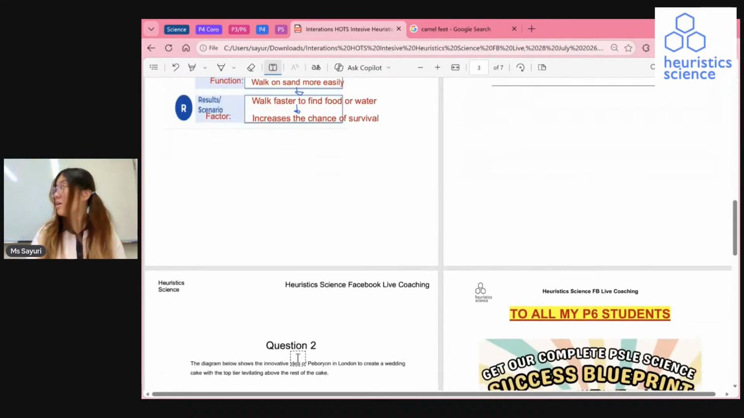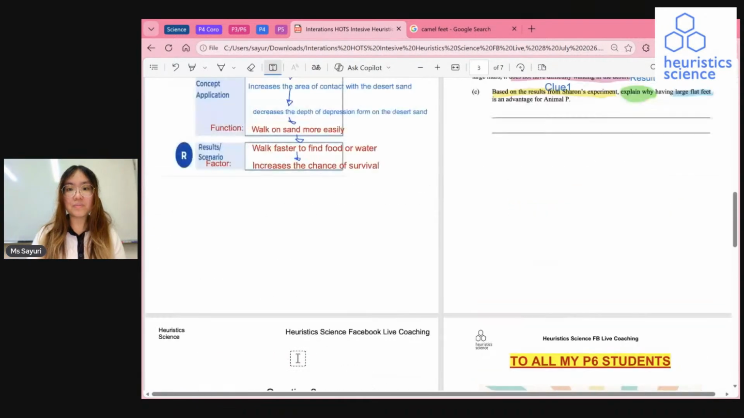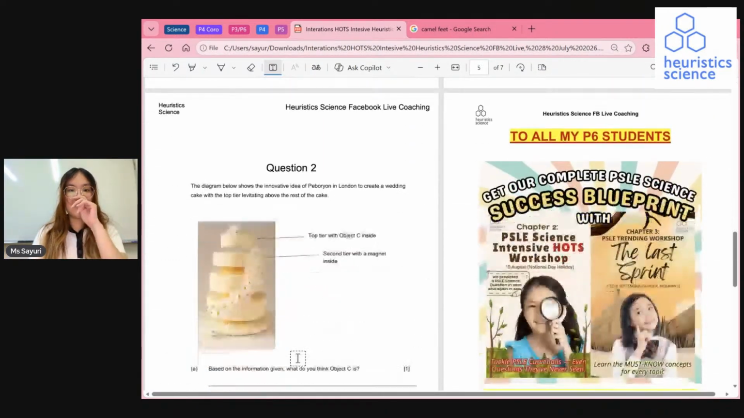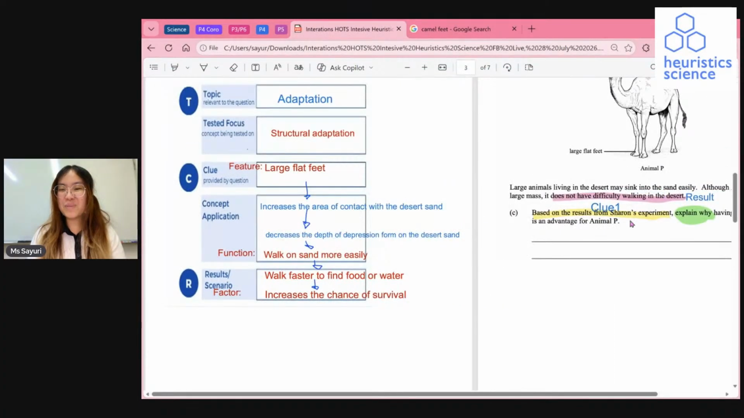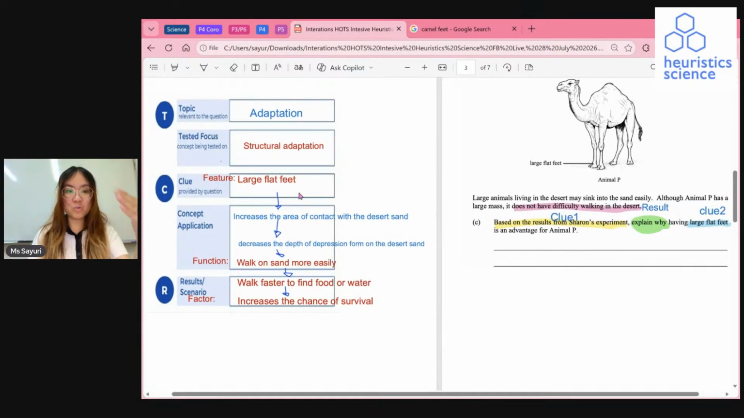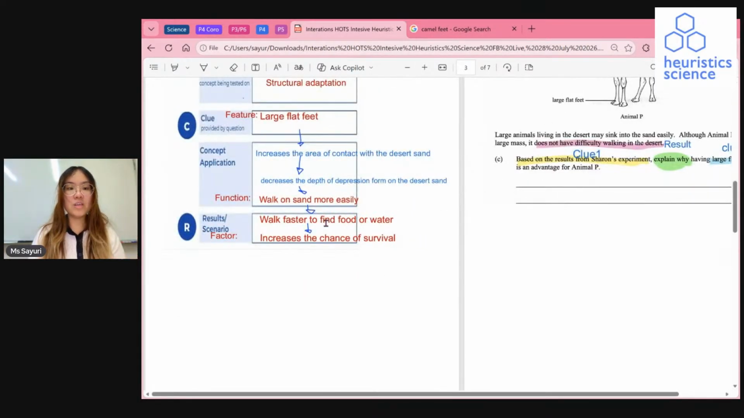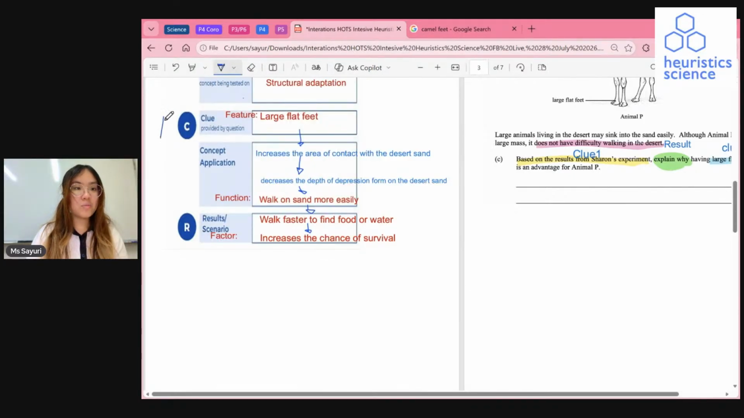Okay, great. So now over here, I have one more question to go. Okay, so over here, right, you can actually piece it back together. It will be exactly the same. You will actually tell me what the large flat feet do and so on. So you end with increase the survival of the camel, of animal P. So this is 1, 2, 3.